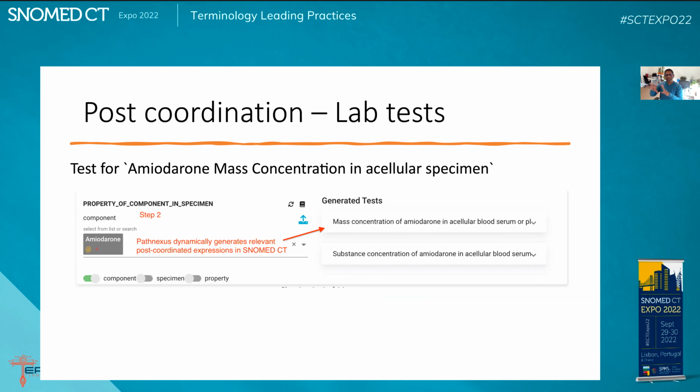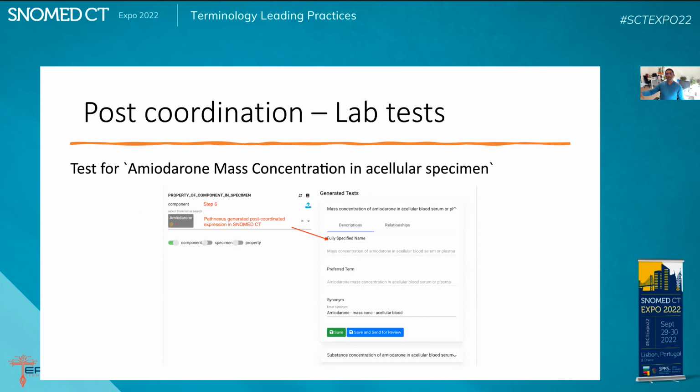Okay, remember, when I say system, we're not here to sell you the system, we're actually here to tell you what the approach we took is. So it generates two postcoordinated expressions on the fly, right? And you can check out what these actually are. They're fully defined SNOMED CT concepts. So you can see that it actually came back with, is it a substance or a mass concentration?